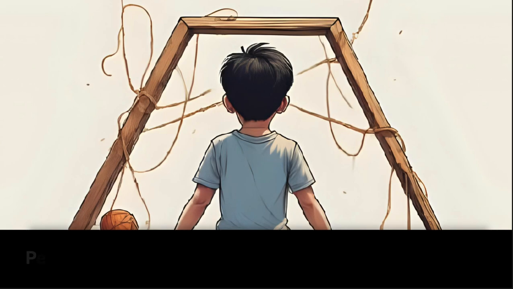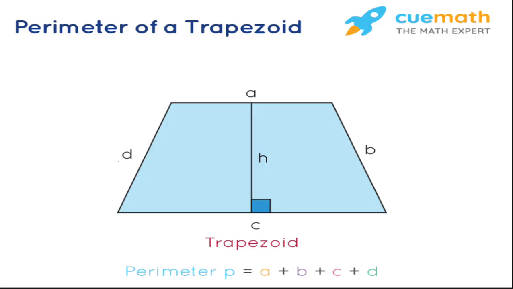Now we're going to talk about our story. So this is the perimeter of a trapezoid. During a school project, the boy wrapped yarn around a trapezoid-shaped frame. To know how much yarn he needed, he simply measured all the sides. That's when he realized perimeter is just walking around the shape. So the point is, perimeter is equal to a plus b plus c plus d.